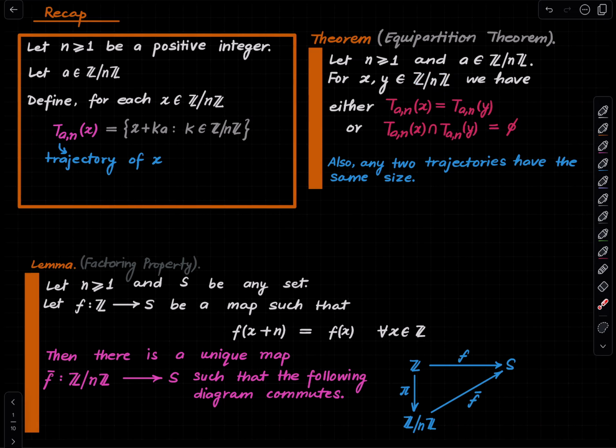And the second clause now shows the equipartition: since each trajectory has the same size and the trajectories partition the set Z mod nZ, we can say that these together form an equipartition of Z mod nZ. So that was the equipartition property that we proved probably two lectures ago.